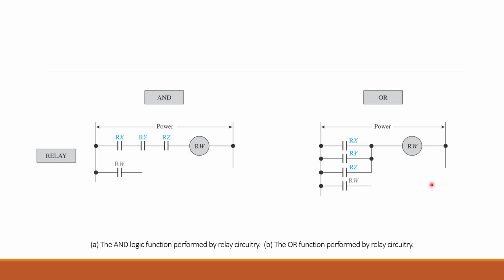When all three of them, and that has to be all three of them, are made, this will make, closing this. Here is an OR function, and if RX is made, RW picks up and closes this set of contacts. If RY is made, RZ, RX, or RY, or RZ, three input OR logic circuit.